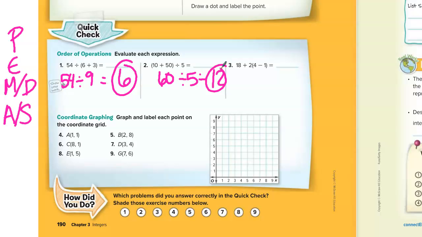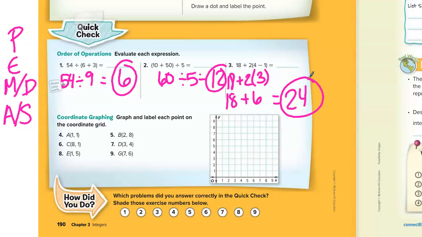On number 3, you would do 4 minus 1, which is 3. Then you have times 2 plus 18. So I would do multiplication first. 2 times 3 is 6. Plus 18, and I get 24.